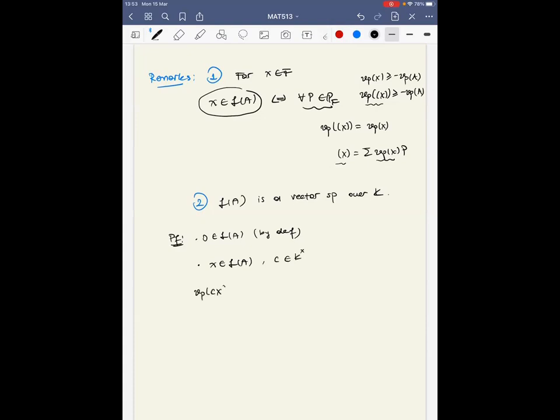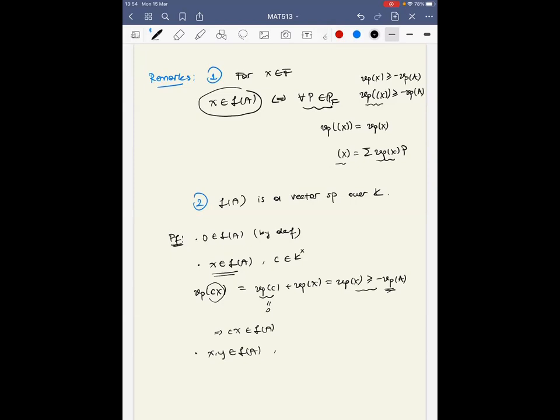since its valuation at every P will be equal to the valuation of x, because the valuations of the constants are zero. And since x is a function in the L space of A, by the definition of L space, we see that indeed this product also is a function in L of A.